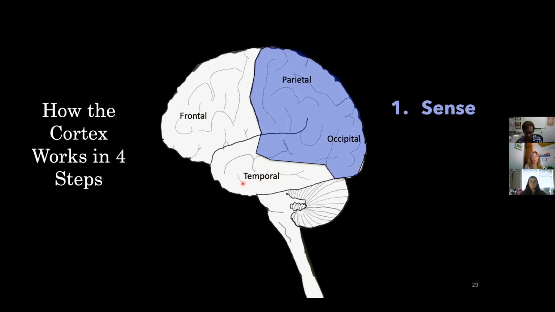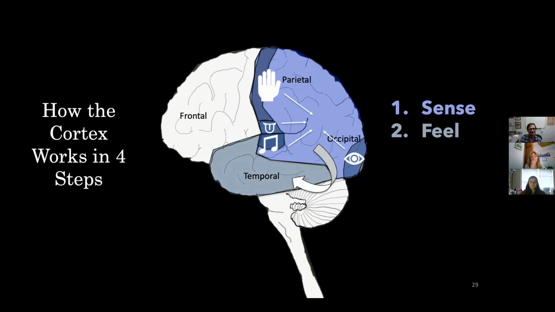And how the cortex works in these 4 easy steps is that, again, sensation goes into the back of the cortex. That's when you realize something is touching your hand, or some bright object is in your eyesight, or you're hearing some music or tasting something. So your senses go to areas of the cortex called primary areas, and then you put the picture together. Say, what's going on around me? The second step is saying, how does that make me feel?